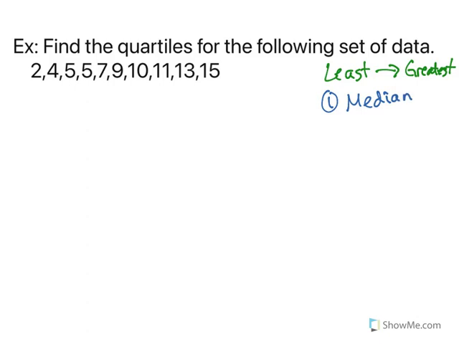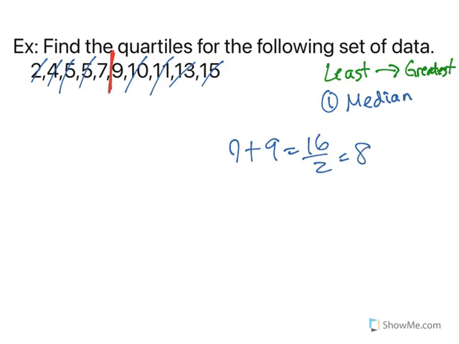Here we have an even set of numbers. We have 2, 4, 5, 5, 7, 9, 10, 11, 13, 15. We have 10 numbers. To find the median, I'm a big fan of drawing vertical lines. So the median here is going to be the average. If we do the chop, chop, chop, chop, this is how I like to find my median. It's going to be between 7 and 9. So the average of 7 and 9: 7 plus 9 equals 16, divided by 2. My median is 8.